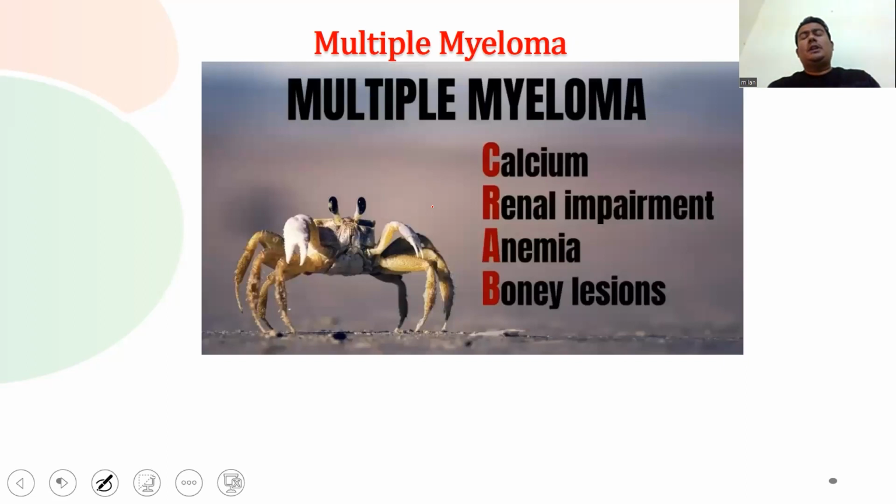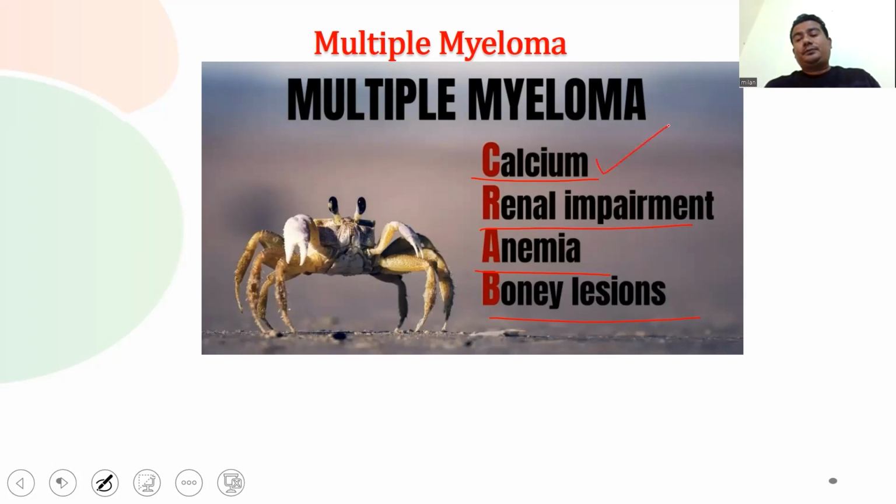If we talk about the clinical manifestations of multiple myeloma, the major manifestations can be summarized by the acronym CRAB, wherein C stands for increased calcium, R for renal impairment, A for anemia, and B for the bony lesions. The bony lesions in multiple myeloma are basically osteolytic. Osteolytic bony lesions lead to the release of calcium from the bone matrix into the blood. As the lesions increase, the calcium in the blood will also automatically increase, leading to hypercalcemia.